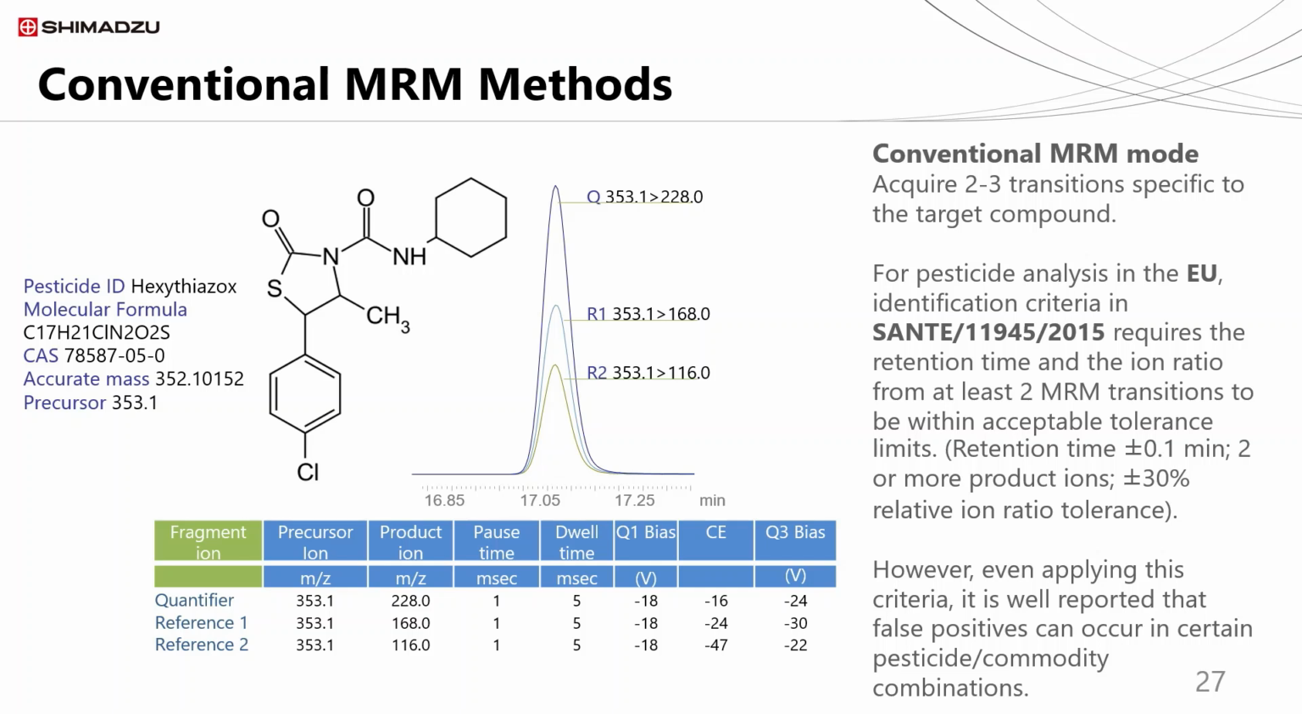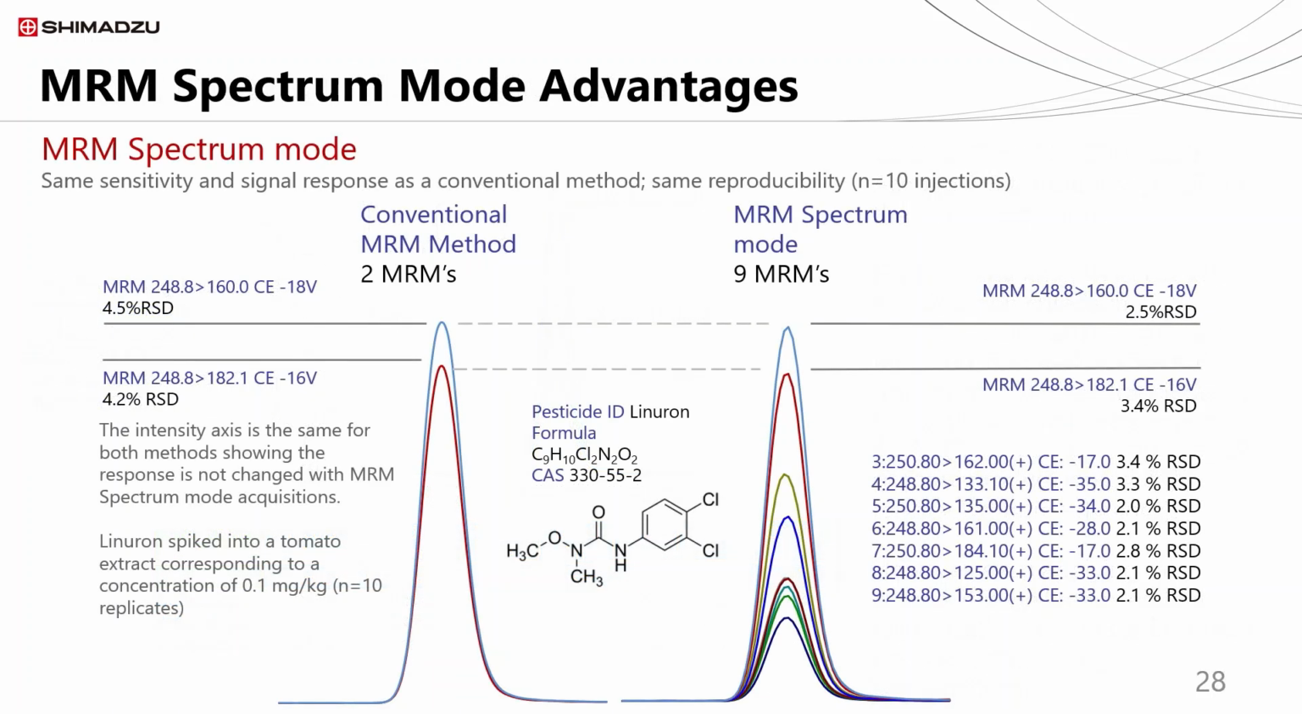However, even applying these criteria, it is well reported that false positives can occur in certain pesticide analyses. To reduce false negative and false positive reporting, a higher number of MRM transitions were used for each targeted pesticide to increase the level of confidence. The number of fragment ion transitions monitored for each targeted pesticide actually depends upon the chemical structure of the pesticide. However, typically between 6 to 10 fragment ions for each compound can be monitored in MRM spectrum mode.